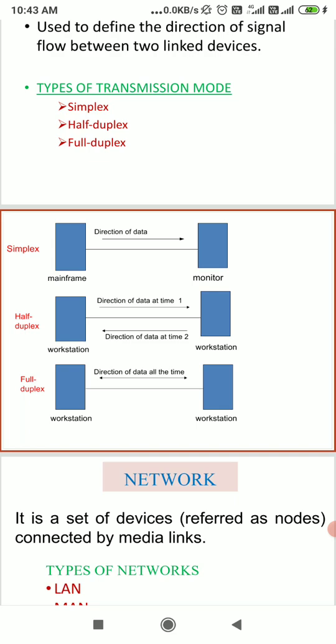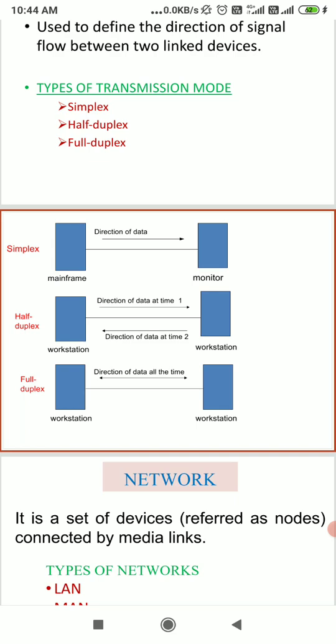The data communication in which simplex communication will take place, that time we can say communication from CPU to monitor or keyboard to CPU. Why? Because these are nothing but unidirectional. एक ही तरफ जा रहा है. Keyboard, traditional monitor, these you can take as examples for a simplex transmission mode.